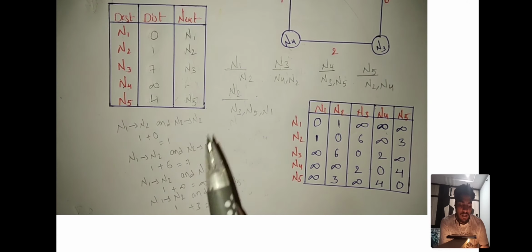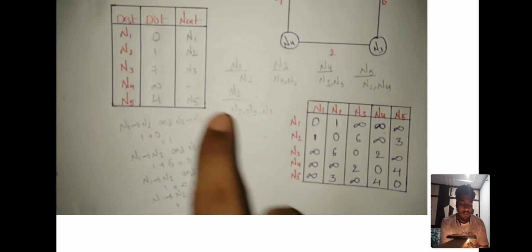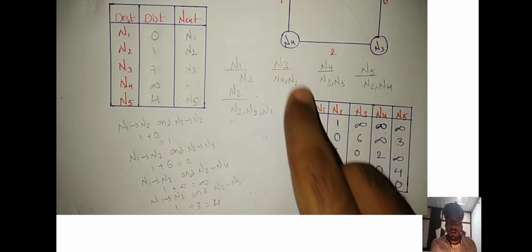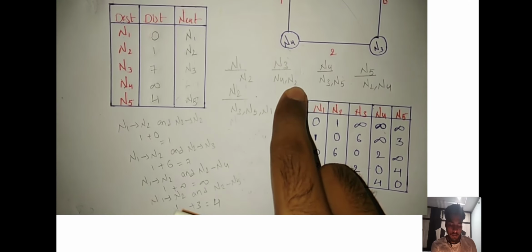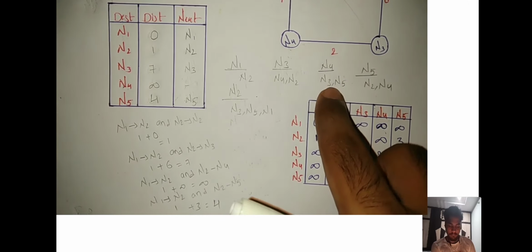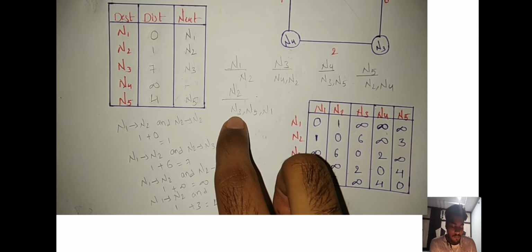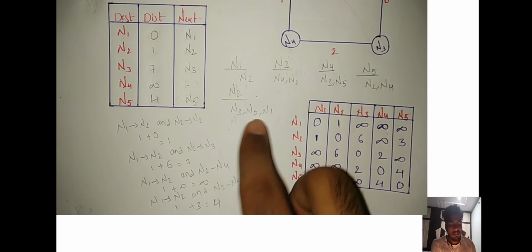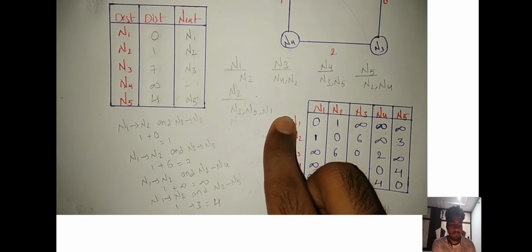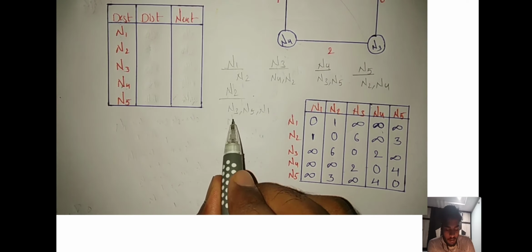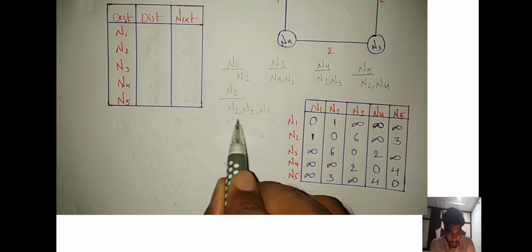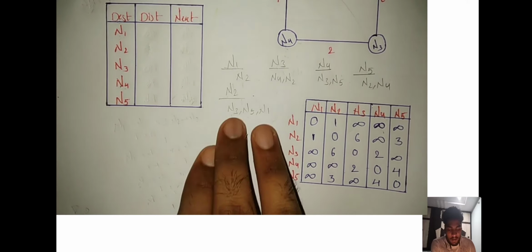In this way, in the second cycle, every routing table will be updated. Like the n1 routing table is updated in this way. n3's routing table also will be updated using n4 and n2 distance vectors. n4's routing table will also be updated using n3 and n4 distance vectors. n2's routing table will also be updated using n3, n5 and n1 distance vectors, because there are 3 neighbors to n2.